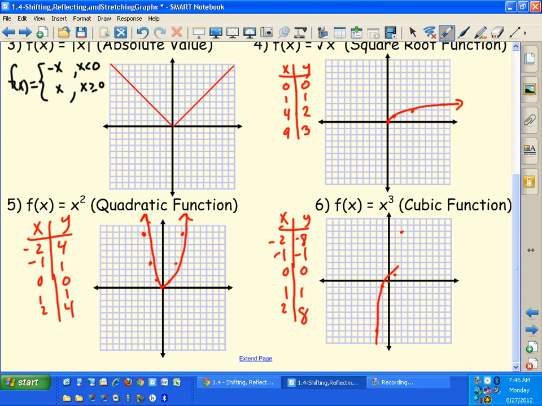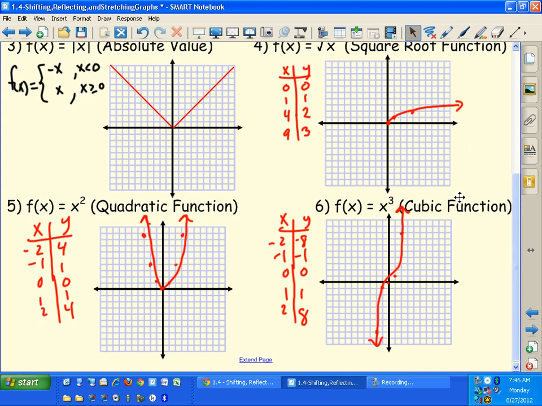And so those are our parent functions, and that's what everything is based off of. So as we go through these, you'll be looking for things that look like this, and then the changes to them from that table that you just copied down.